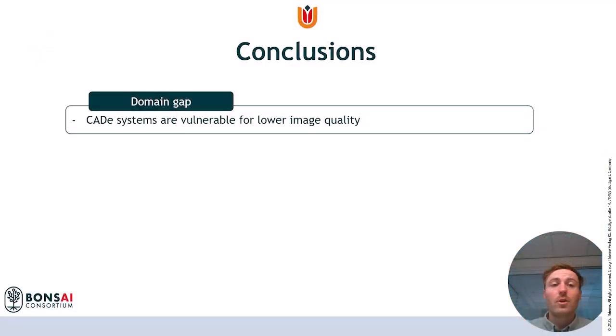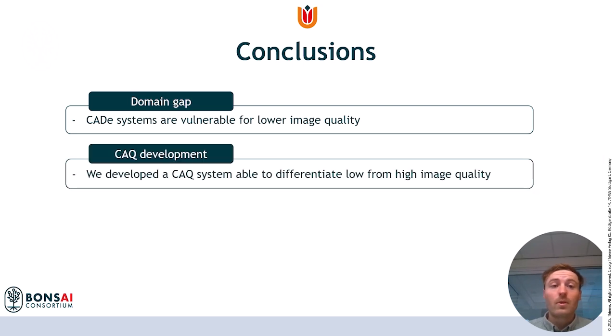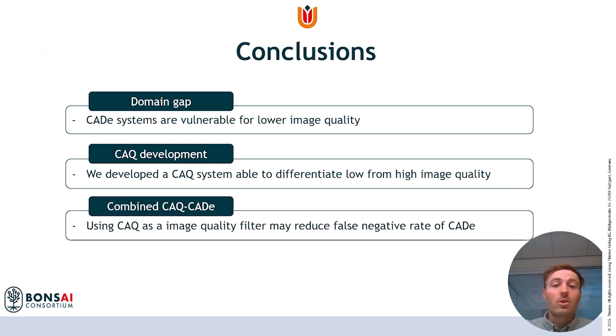So in conclusion, computer-aided detection systems are vulnerable to lower image quality. We developed a quality algorithm that can differentiate low from high image quality, and using this system as some sort of filter may reduce the false negative rate of CAD systems.